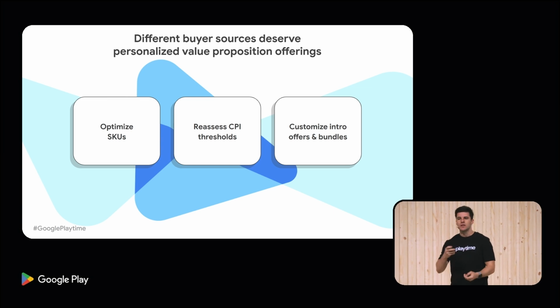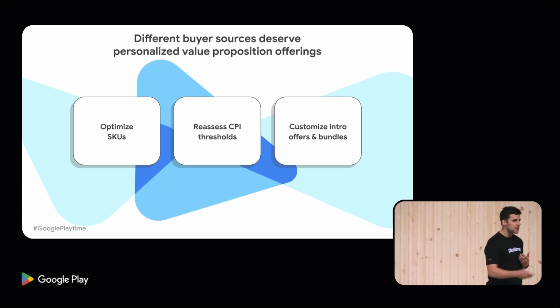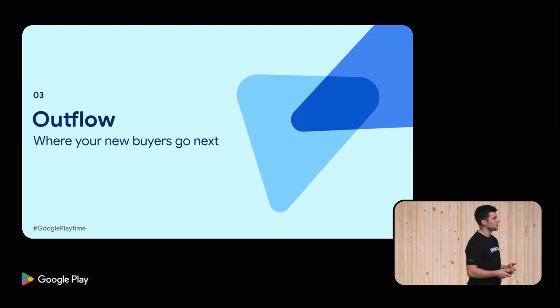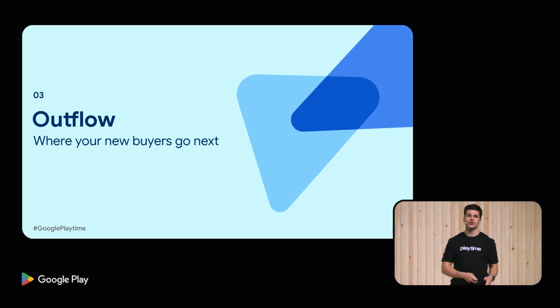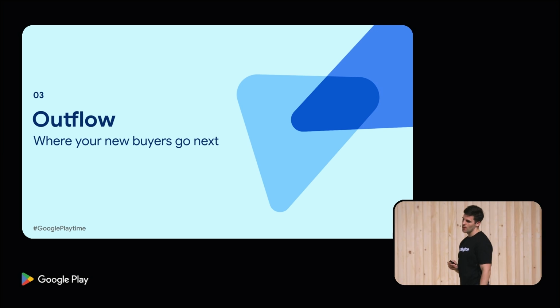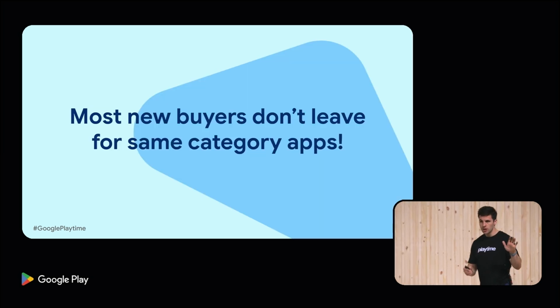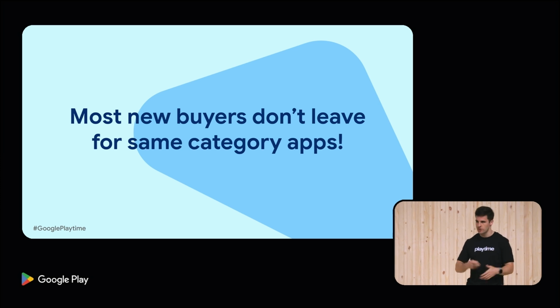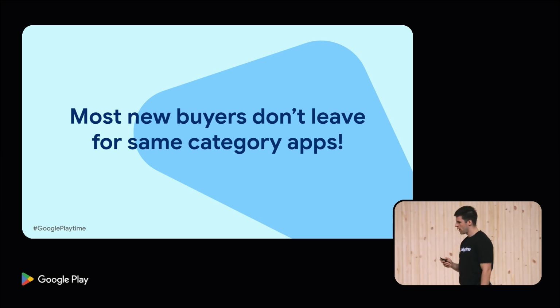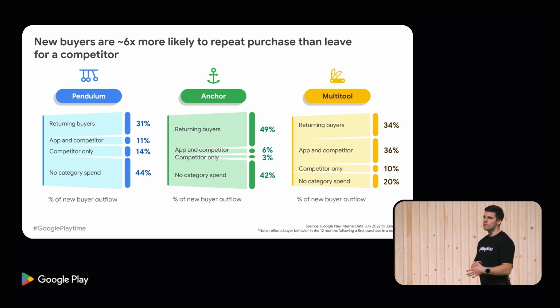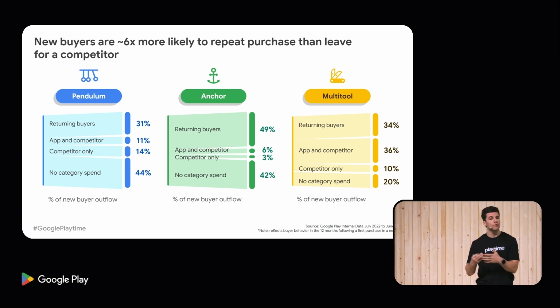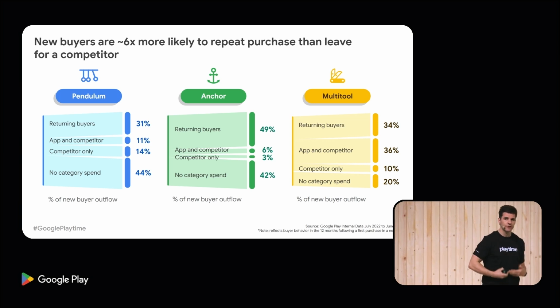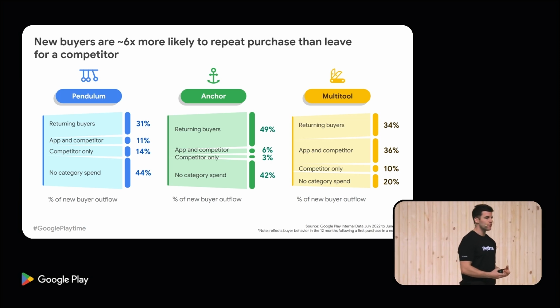Okay, so now that we've covered where your new buyers are coming from and what they buy first, let's switch gears a little bit, as we've heard from many developers that churn is a primary concern. So let's take a look at the outflow and where your new buyers are going on to next. Spoiler alert, most of your new buyers are not leaving your app for apps in the same category. They're not going to your direct competitors. In fact, we've seen that new buyers are, on average, 6 times more likely to repeat purchase in your app in the following year than they are to stop spending in your app and go to a competitor.